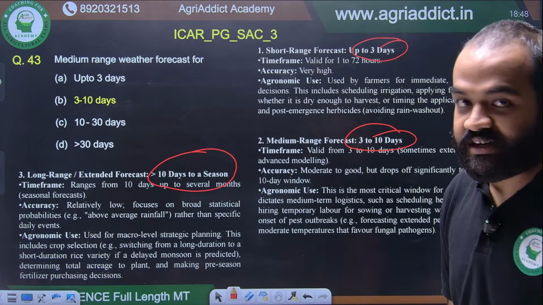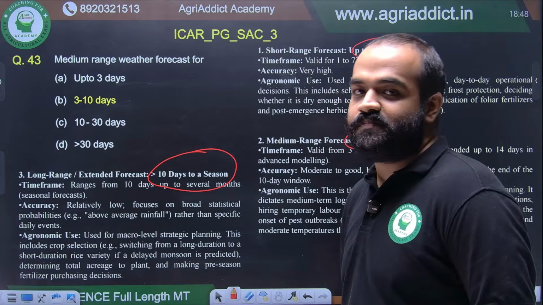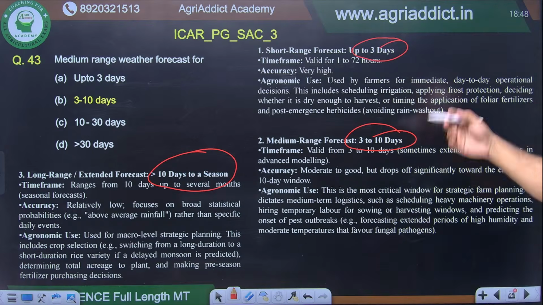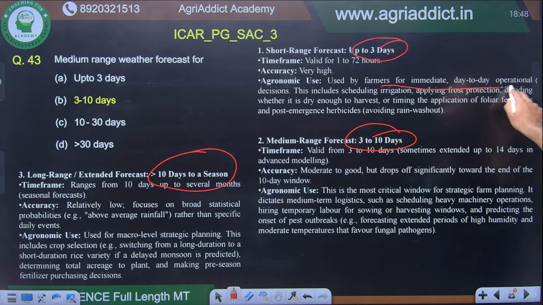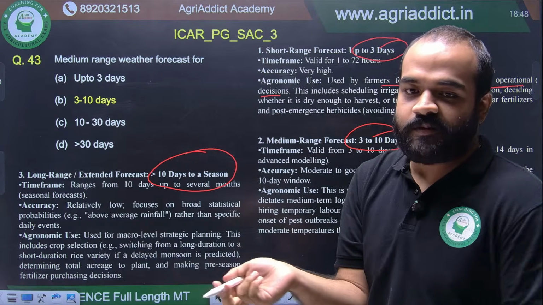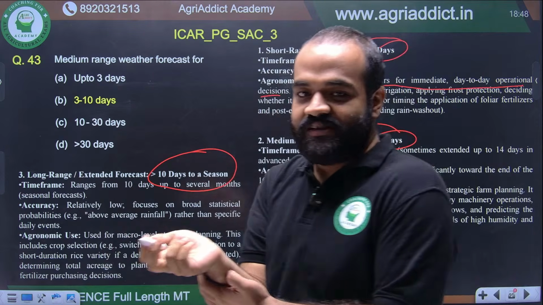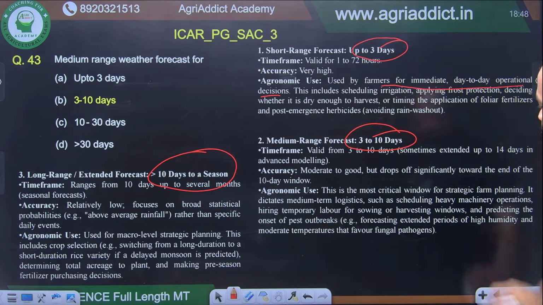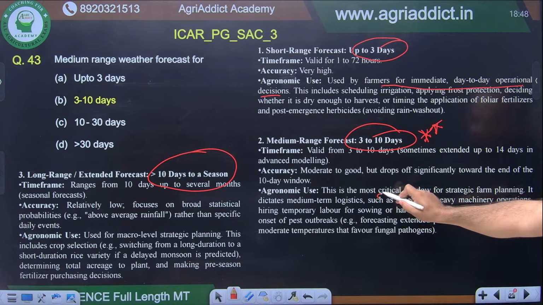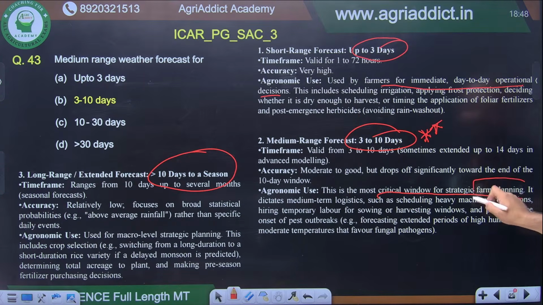A question comes here: which one is most important for farmers? That is also a controversial question because short range is also used by farmers for immediate day-to-day operational decisions. For example, they come to know from the newspaper that it will rain tomorrow, so they will stop spraying and all. But medium range forecasting is also very important for farmers because this is the most critical window for strategic farm planning. You can see.